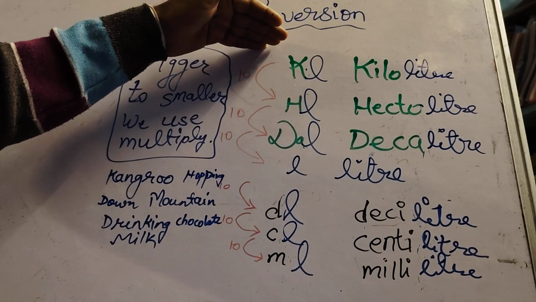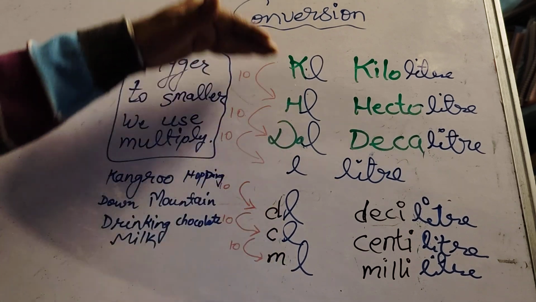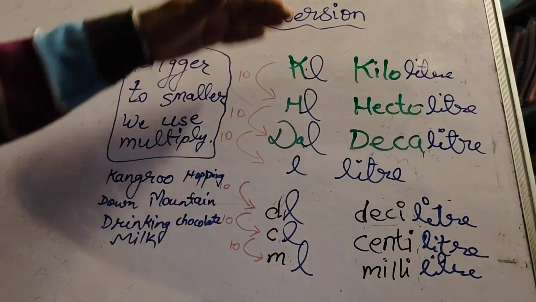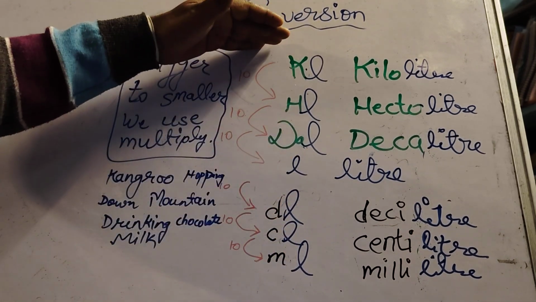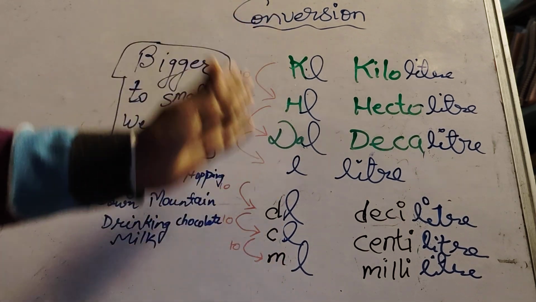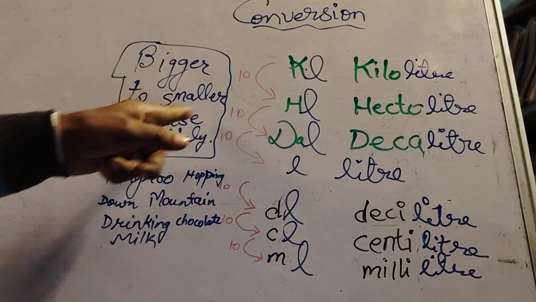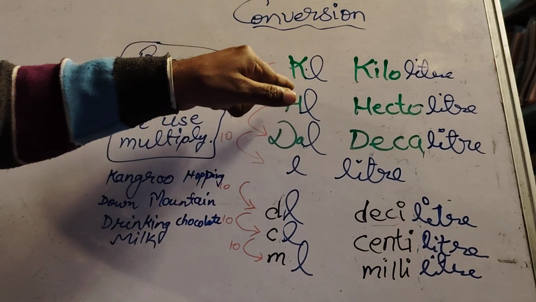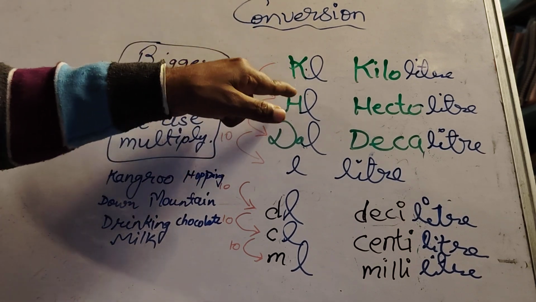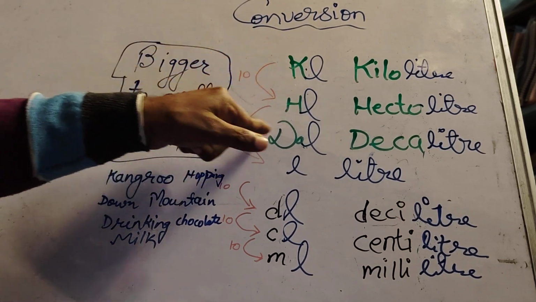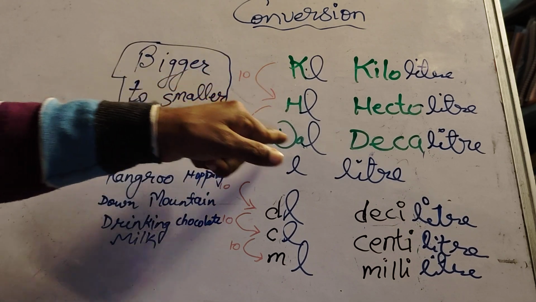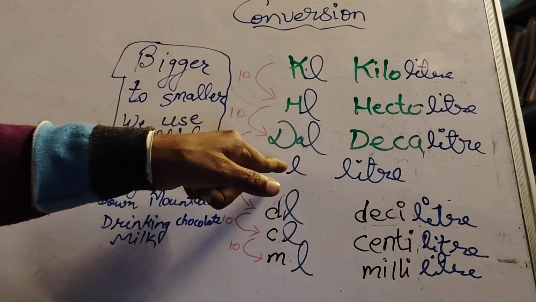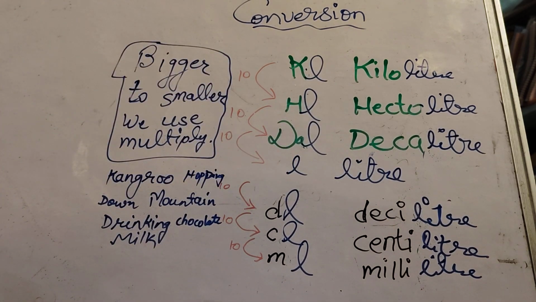So the top one is bigger and the bottom one is smaller. That is more conceptual. From bigger to smaller we multiply. Each hop will give us multiply by 10. If we have two hops, then we multiply by 100. If we have three hops, then multiply by 1000. So the number of zeros is represented by the hops. So how many hops are there?